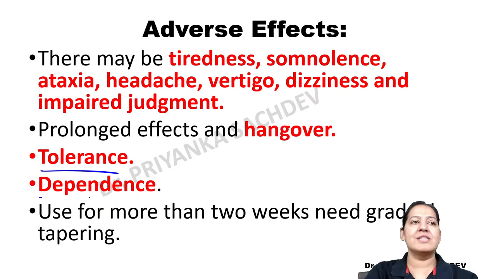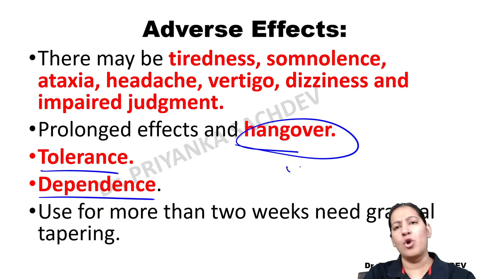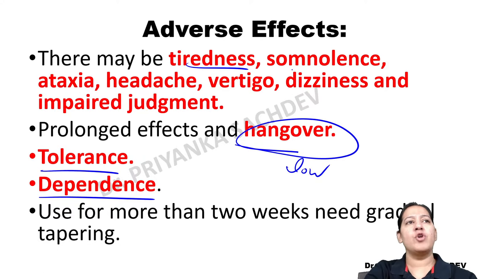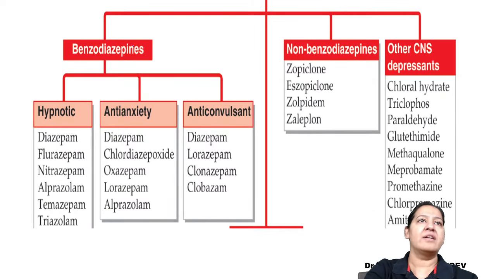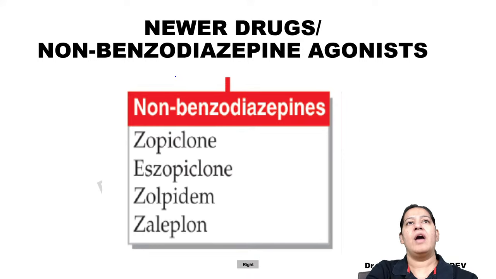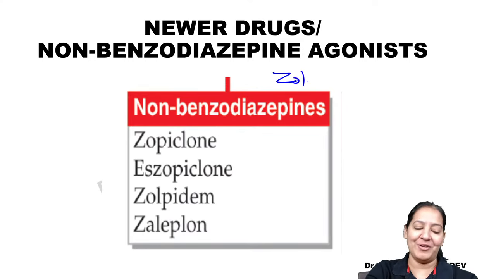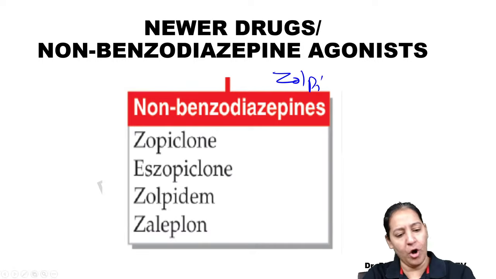Adverse effects: tolerance, dependence, hangover are here also, but relatively low as compared to barbiturates. Tiredness, somnolence, headache, vertigo, these are minor side effects. So we are done with benzodiazepines also. Everyone give me a thumbs up. The newer drugs, the Zolpi group, I'm not teaching you now, but you got my point.